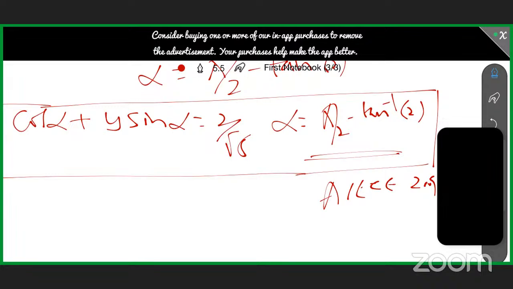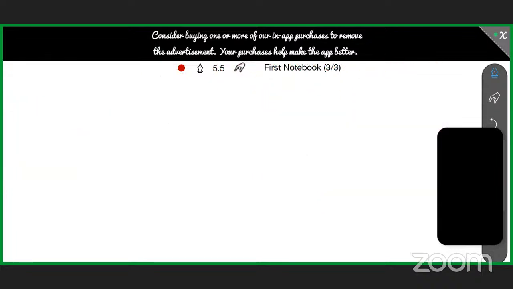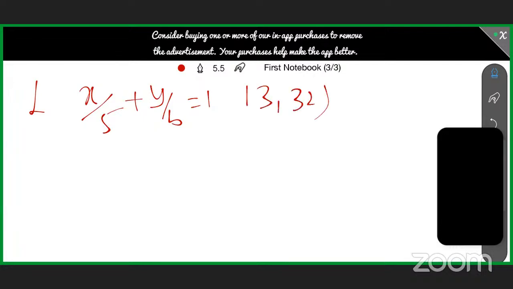Now we'll take the last question for the day. The line L is given by the equation x by 5 plus y by b is equal to 1. The equation of line L is x by 5 plus y by b is equal to 1. It is passing through the point (13, 32).